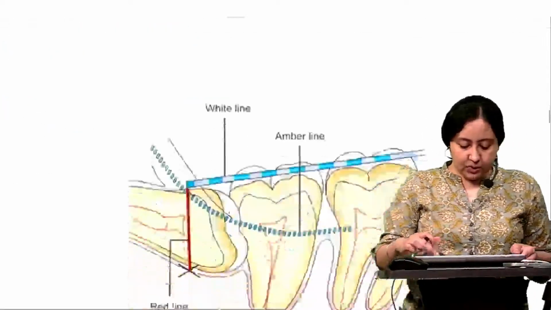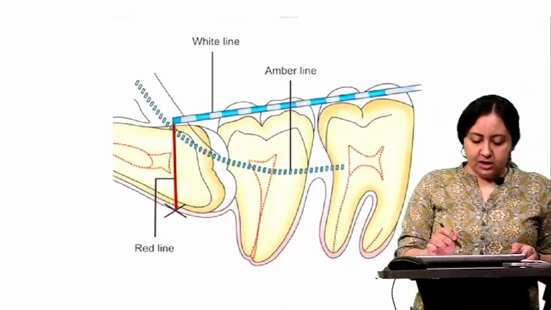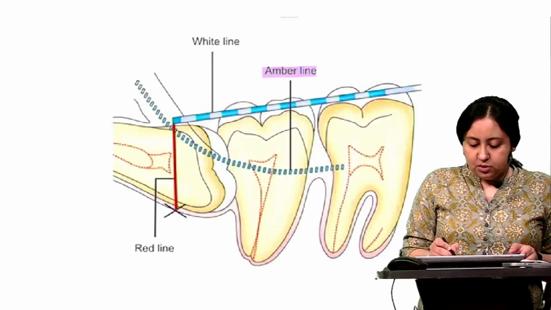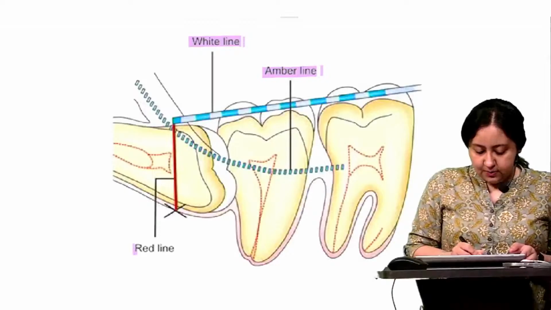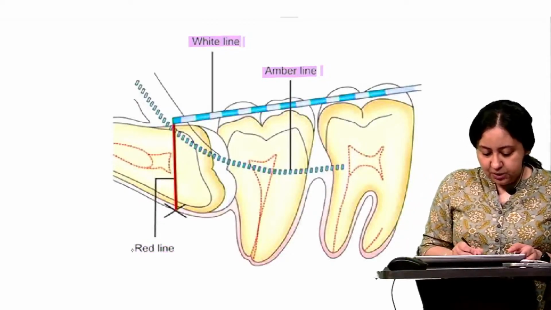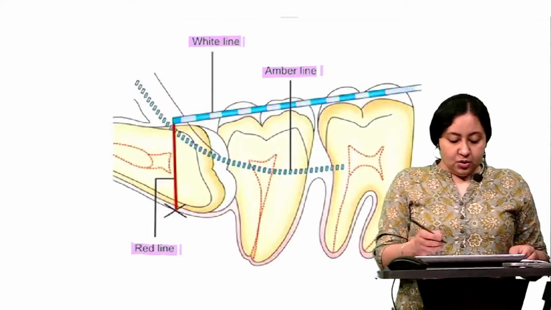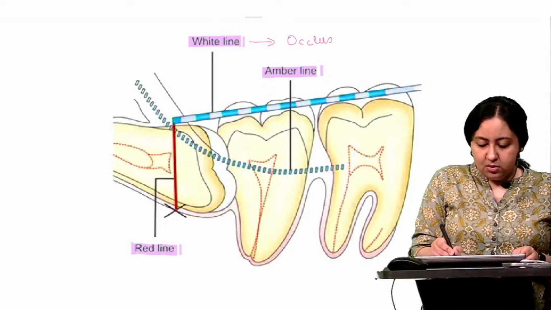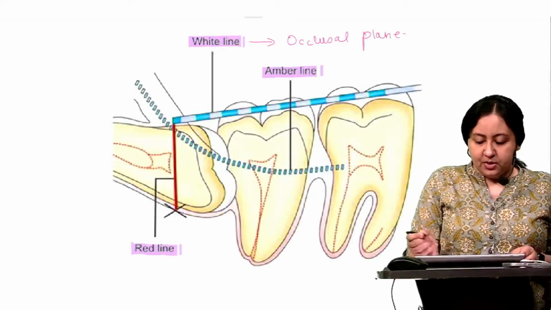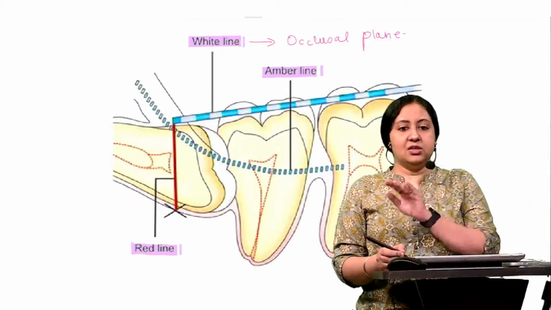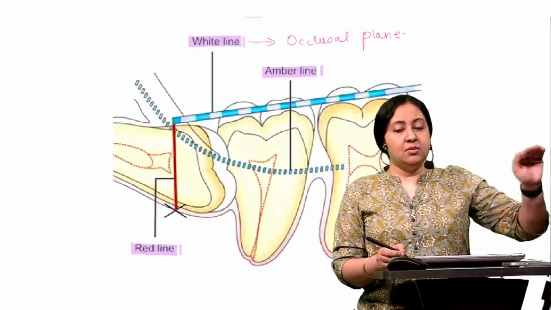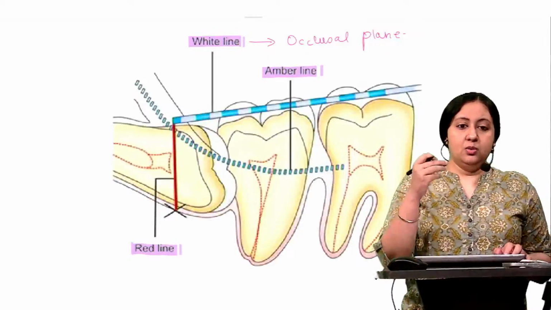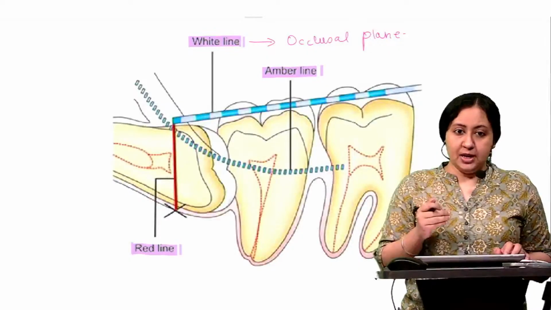Before we move forward, we'll quickly go through our war lines so that students who are new can quickly revise, although I have explained this in the class. Your white line is at the level of the occlusal plane. It is traced from the occlusal plane of the first and the second molar backwards, posteriorly over the third molar. So white line depicts the depth of impaction from the occlusal plane.